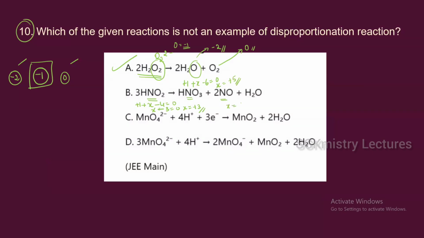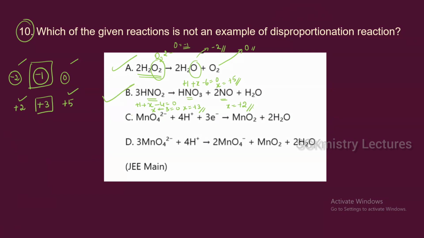X is in the +2 state. So now you see here in the reactant, it is in the +3 state. In the product, it is in between +2, and the other product, nitrogen, is in the +5 state. So you can see this +3 is in between +2 and +5. So this is also an example of a disproportionation reaction.